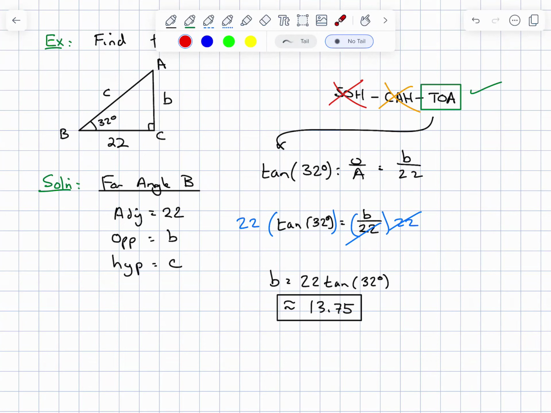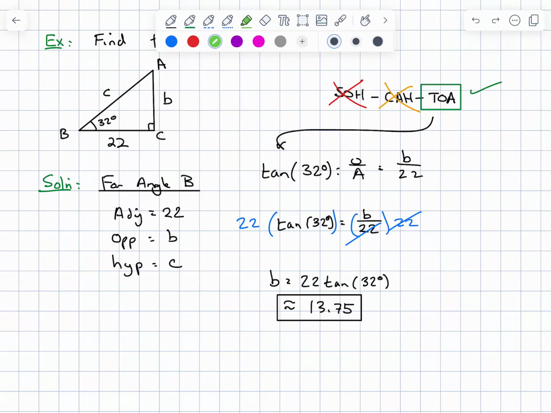Now, oh yes, go ahead. You had two side lengths written down that were given to you. So if you had the opposite and the adjacent, trying to find the hypotenuse, would it matter which one you did to solve it? Excellent question.